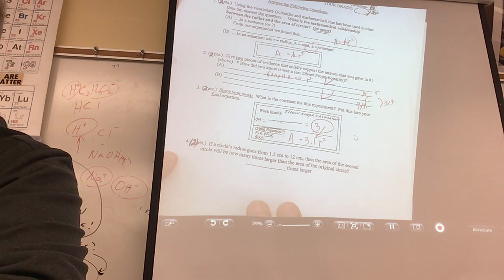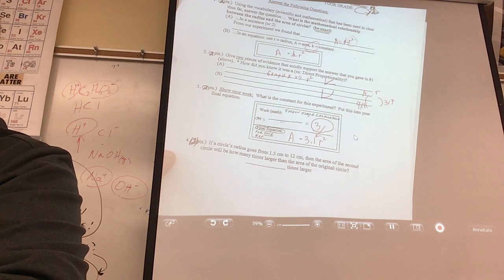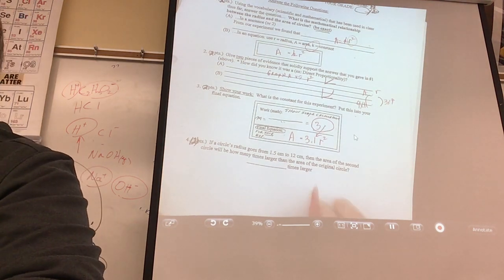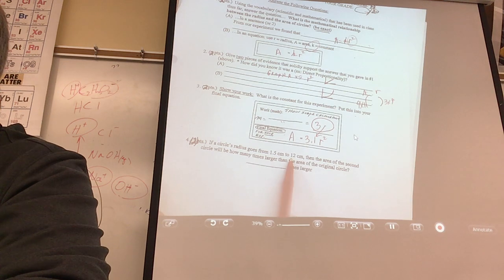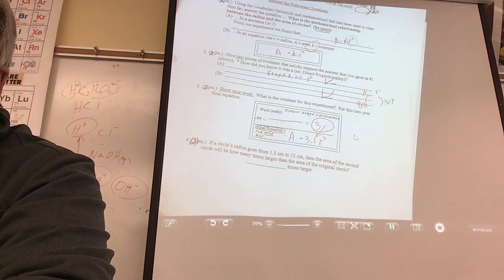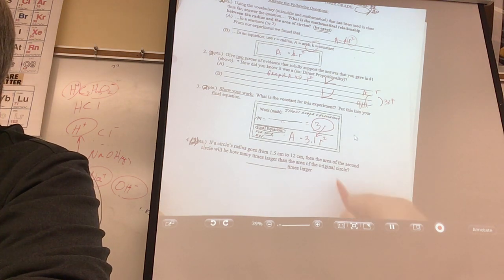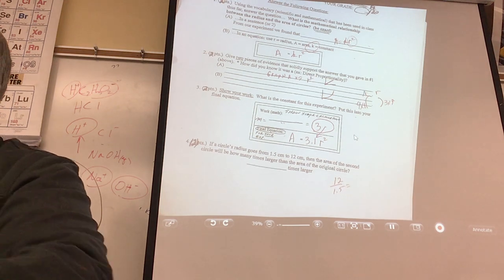There's no pi yet. And it says here, this is an application question. If you understood what was going on, if a circle's radius goes from 1.5 to 12, then what would happen to the area of the second circle? How many times bigger will it be? You have to be careful in this, because how do you do the first one? You had to put that in your calculator, didn't you?